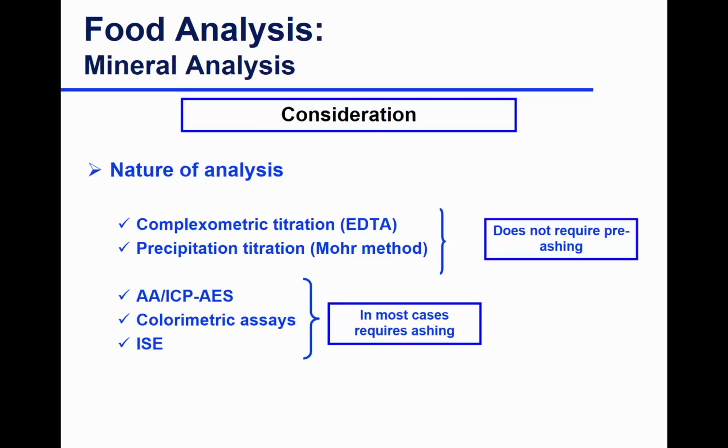Like any analysis, you have considerations. Some element determinations require that you do a pre-ashing step where you get rid of all organic matter and you dissolve the ash, resolubilize the ash in acid. Others do not require a pre-ashing step. The titration method that we're going to talk about does not really require ashing. And in most cases where you need AA or colorimetric or ion selective electrode, you need to pre-ash.